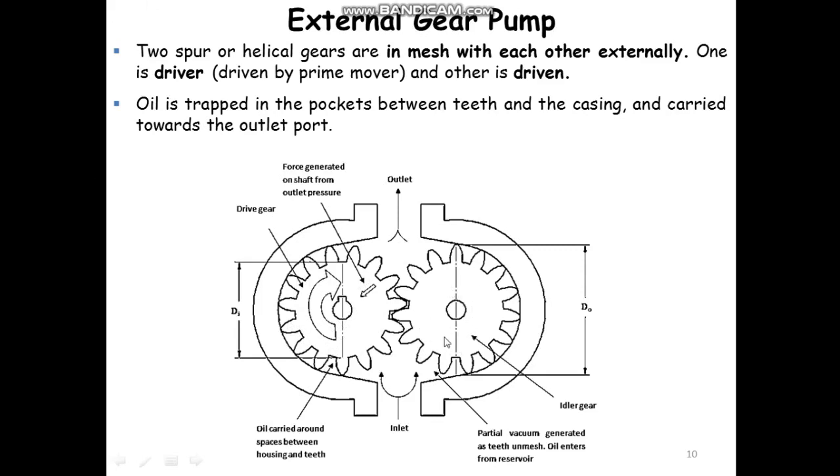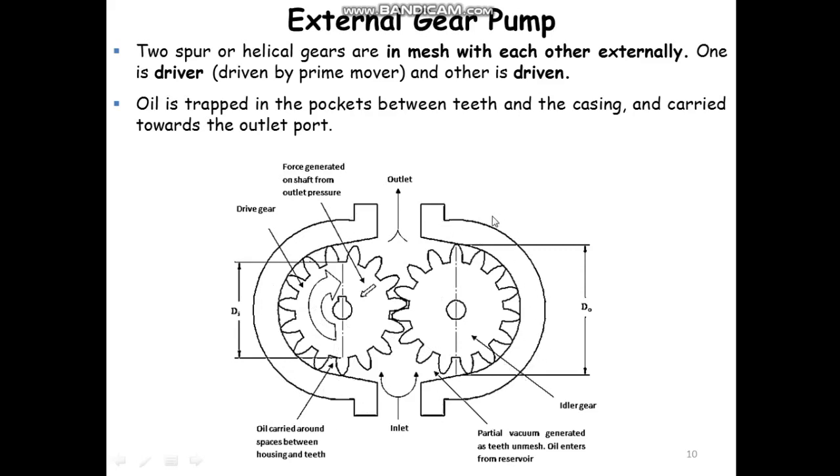So now after that, we know that there are two rotating elements. There are two gears which are externally meshed. One is driven by an electrical motor and another one is driven by the driver gear. Then these two gears and this complete assembly is kept in a casing. You can see this casing.